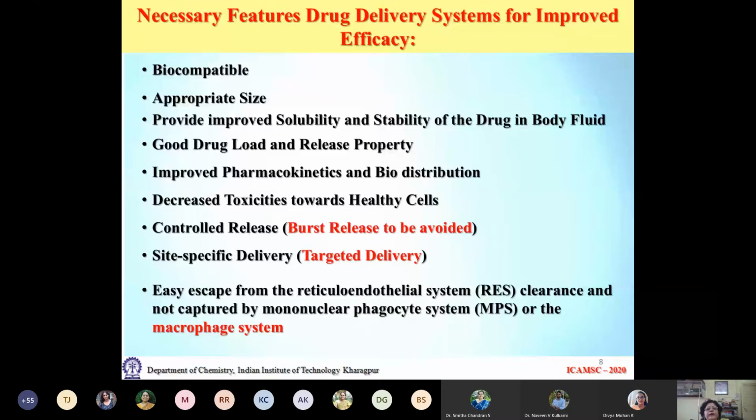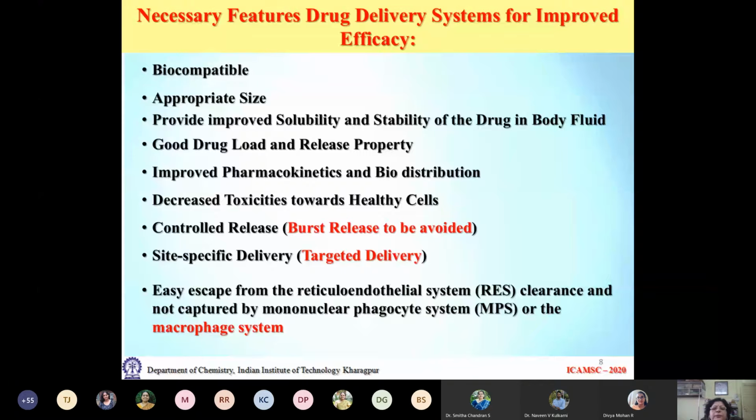It should also ensure that it does not harm the other healthy cells, only going towards the cancer cells. And it should have controlled release. What happens? There's a term called burst release, where you have sudden release of the drug and a sudden excess concentration, and that is detrimental. That is not going to help because you are using in excess of what is required.